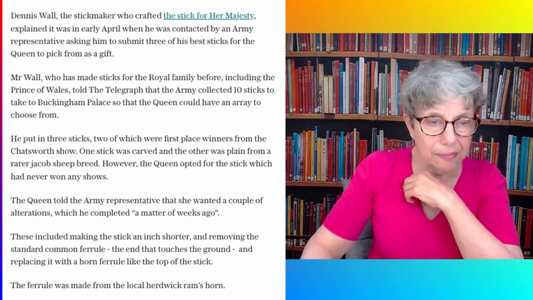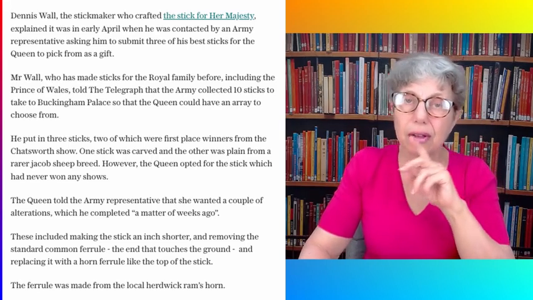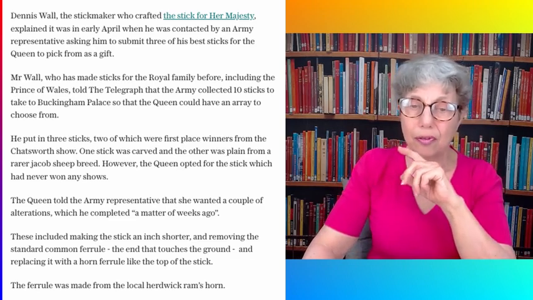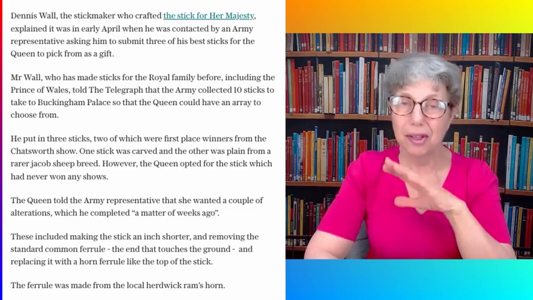So that's a ram's horn on the top. What else is there to say? No, nothing else. I shall now give an illustration of the royal family's thrift that I heard about.